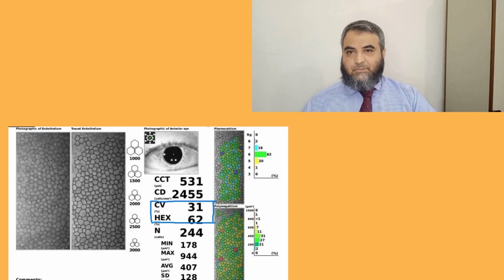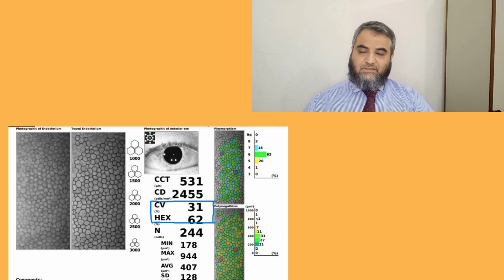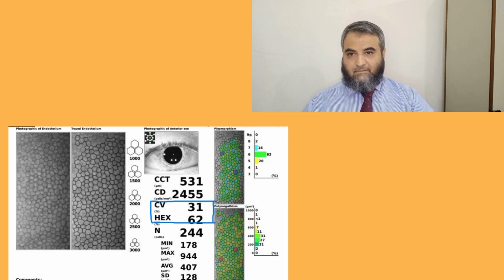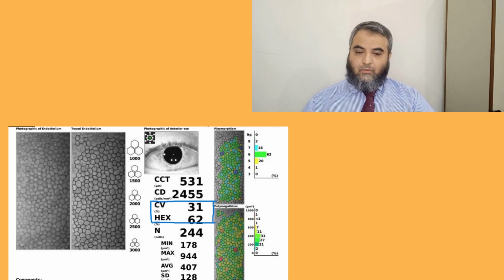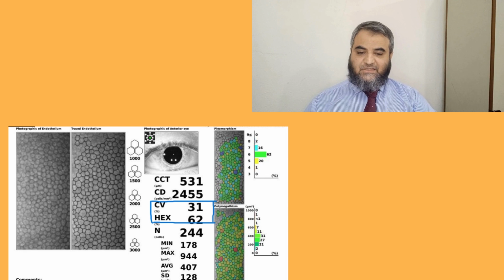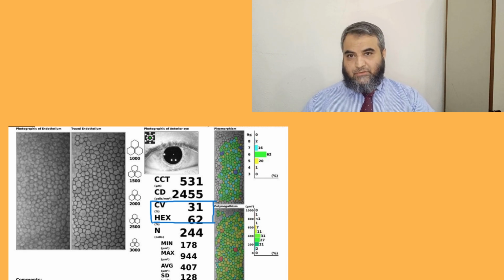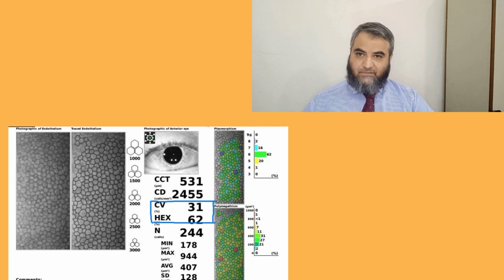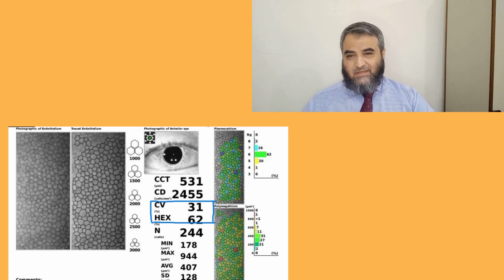This is specular microscopy. We have done the endothelial cell count. You can see here the different parameters. It is a very healthy cornea with the central corneal density almost 2455, and coefficient of variation is 31. Hexagonal cells are 62%.